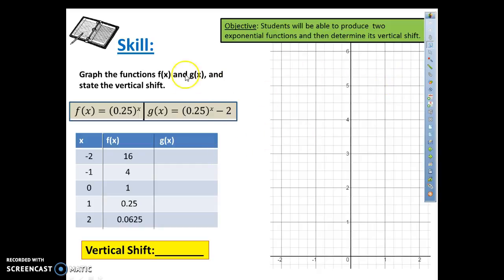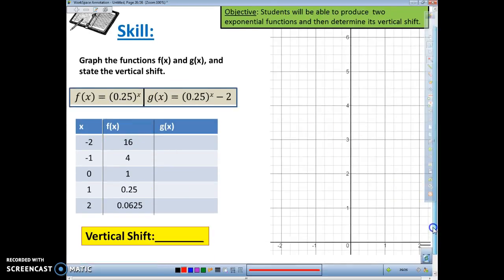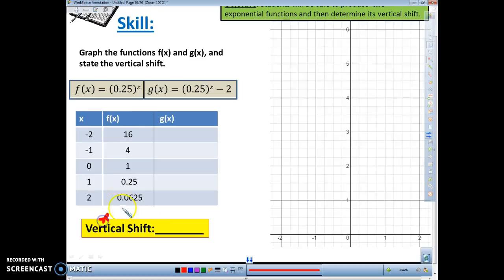I would like you to go ahead and pause the video now. I want you to try this one. Notice all the values are given for you. You just need to add in your vertical shift and then apply that to g of x. So go ahead and pause the video and do that now. Okay, hopefully you have identified the vertical shift. Notice it is a negative 2 tacked on at the end. My k value is negative 2. So that shift is negative 2, meaning we're going down 2 units.